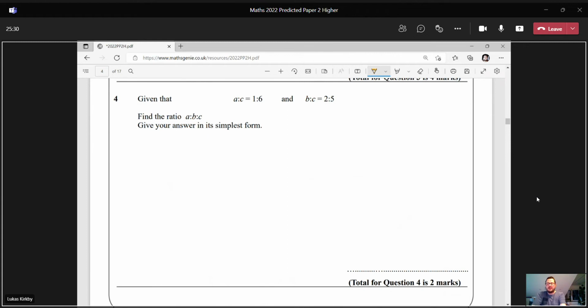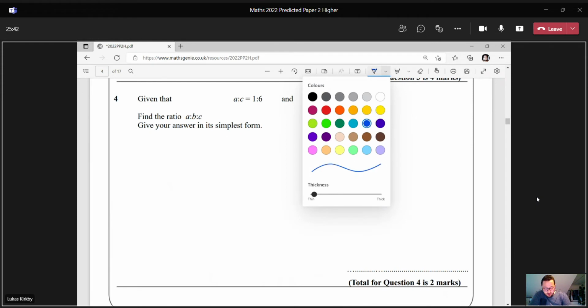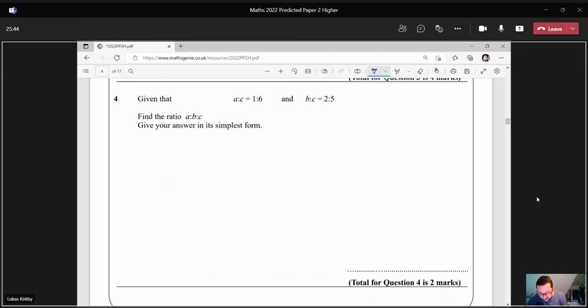Alright, number 4. So given that a to c is 1 to 6 and b to c is 2 to 5, we want to find the ratio a, b, c. Give your answer in its simplest form. Okay. Well, the first thing I'm noticing is that there is a c in both of our ratios, and that is 6 and 5. So my first goal is to match them up if I can. So the best way to do this is to find a least common multiple, and we can just times these together. 5 times 6 is 30.